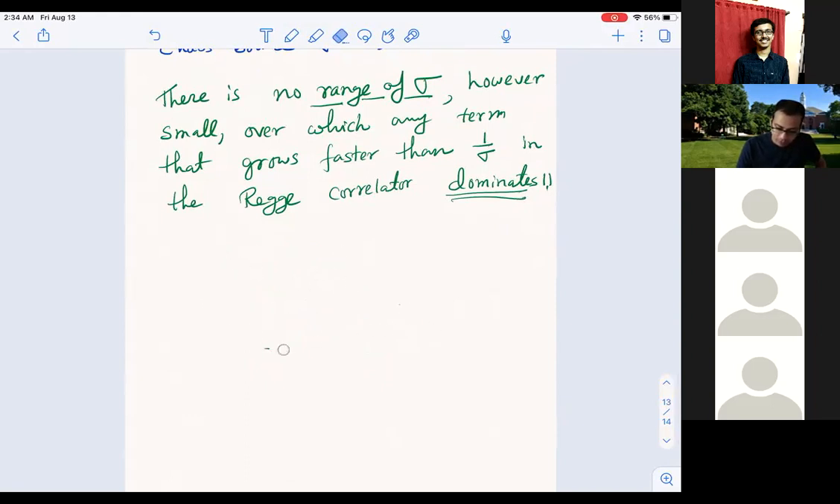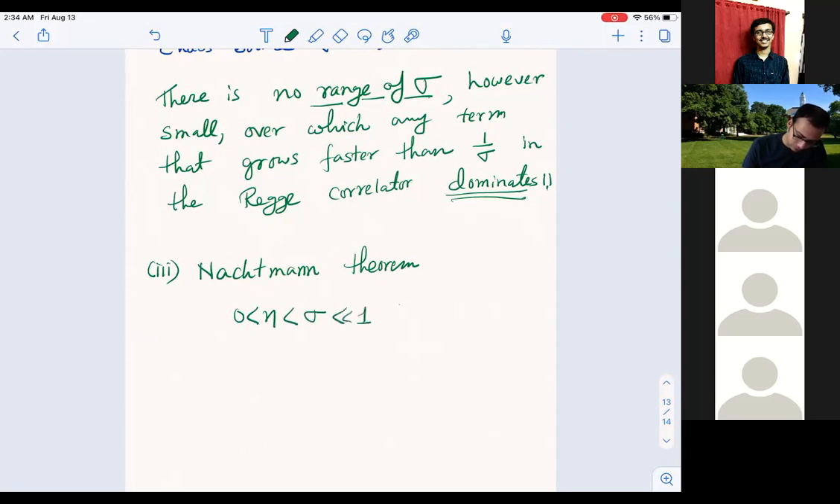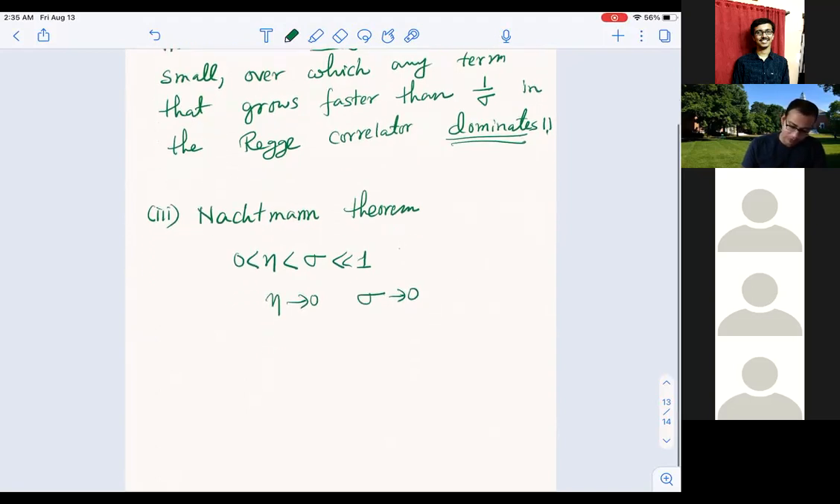And also, let me make a couple more comments. It's basically the same theorem or same techniques that can actually be used to derive the Nachtmann theorem. You can derive exactly the same sum rule even for the case where eta is the smallest quantity. So here you take eta to 0 first, then sigma to 0. Then you can derive exactly the same sum rule.